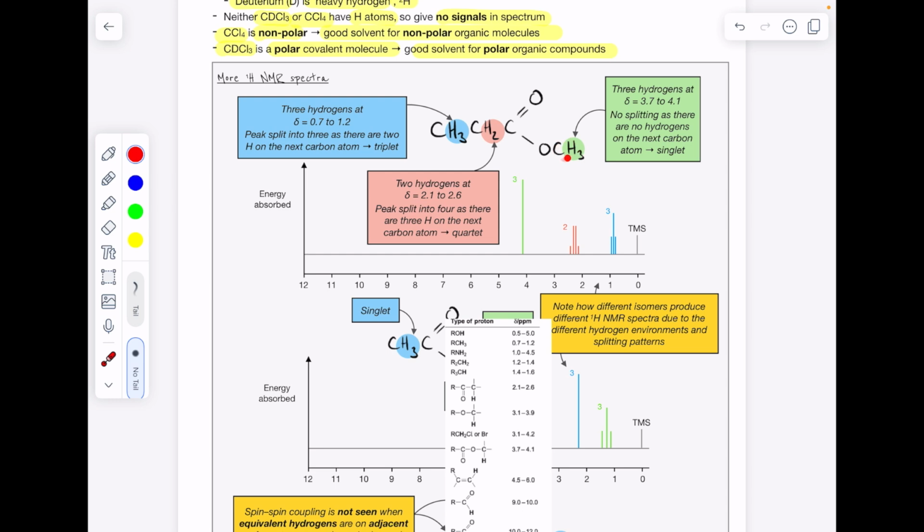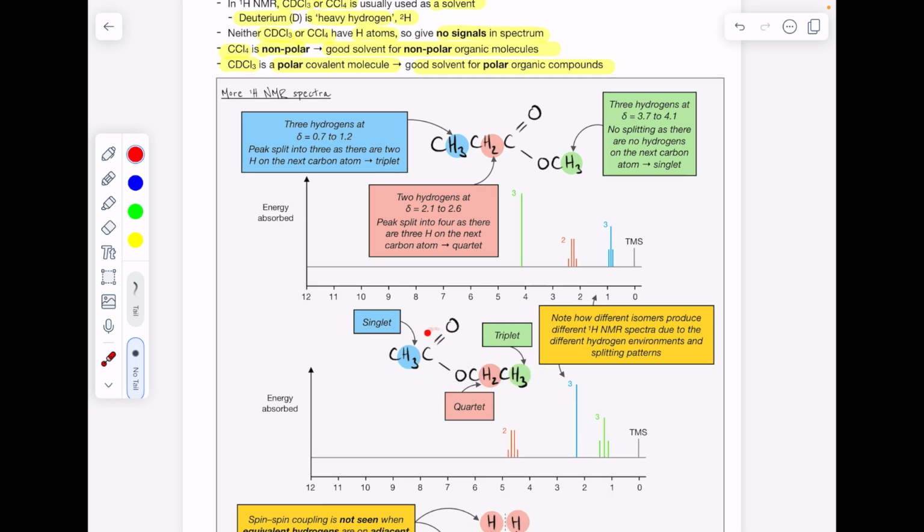What about this CH3 down here? We have a chemical shift of 3.7 to 4.1 due to the ester linkage. Look at the data here. And the next door atom has no hydrogens on it, which is why you see no splitting of this peak. We have simply a singlet.